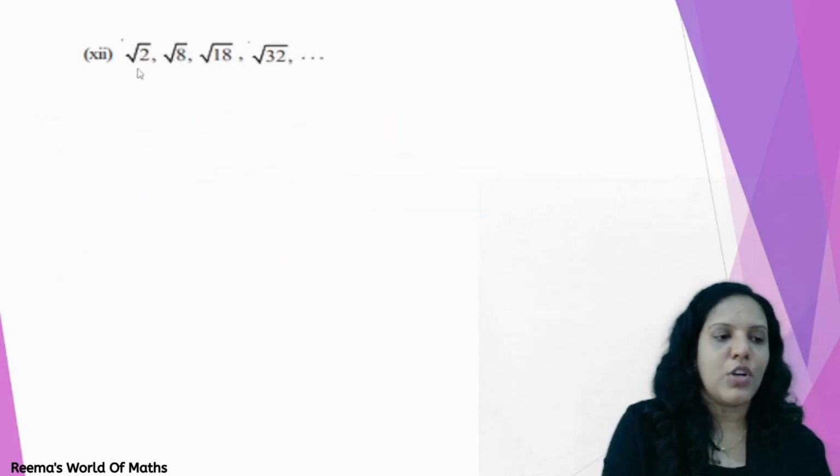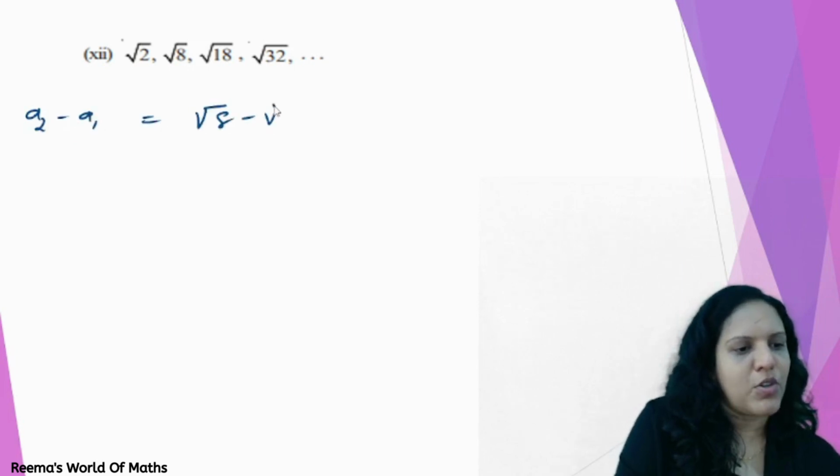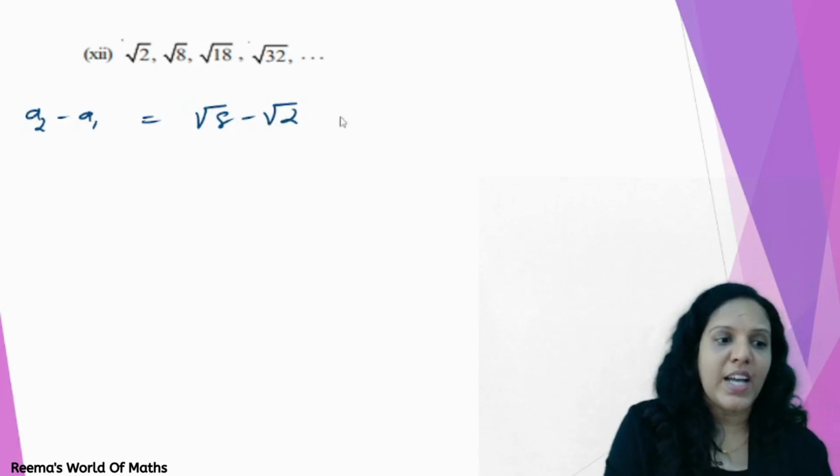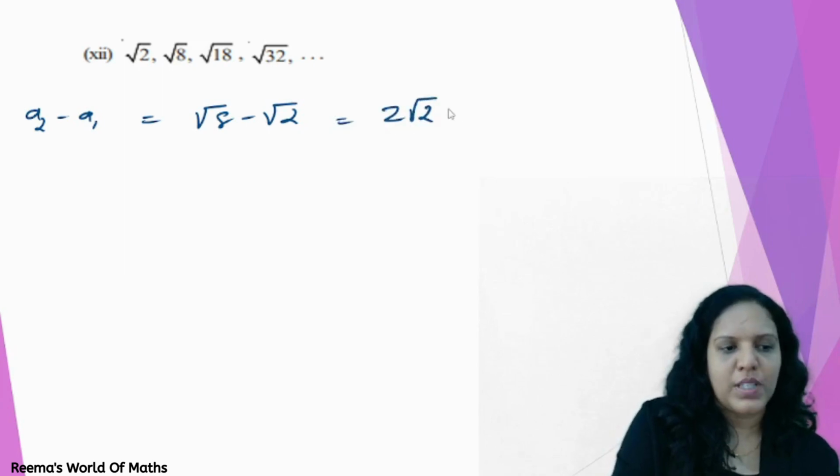Square root of 2, square root of 8, square root of 18, square root of 32. Let's see A2 minus A1, which is square root of 8 minus square root of 2. Square root of 8 can be written as 2 square root of 2, correct? Minus square root of 2. So that is square root of 2.